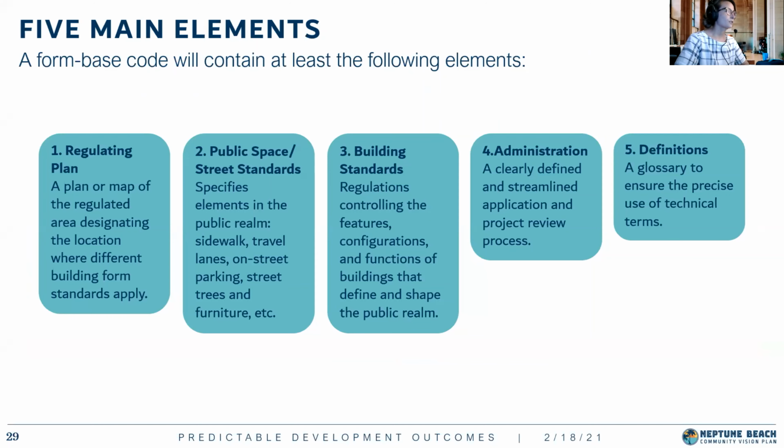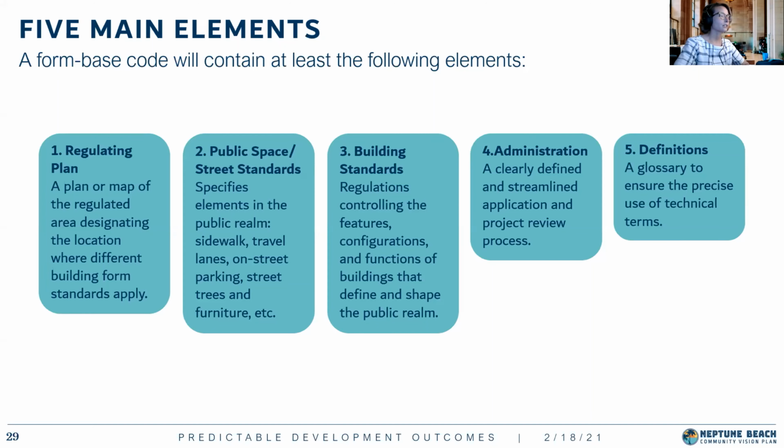Then there's a public space and street standards. These specify elements in the public realm, the sidewalk, travel lanes, on-street parking, trees, urban furniture. Like I mentioned, form-based codes have a lot more detail in actually shaping how the public realm and public spaces look. Then there are the building standards. These are actually the controls that allow you to set specific building types, frontage types, building form standards that will essentially predict what kinds of development are allowed in these different, more fine-grained zones.